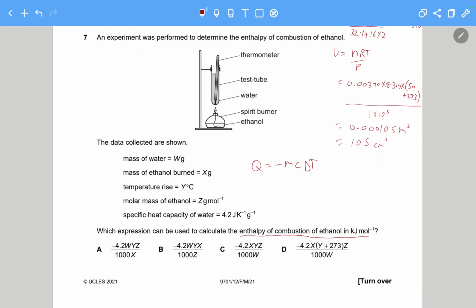It is the energy of burning ethanol that is being transferred to the water, and therefore the m that we will use will be the mass of the water and not the mass of the ethanol. So this is a very important thing to remember. So Q is equal to minus mc delta T.